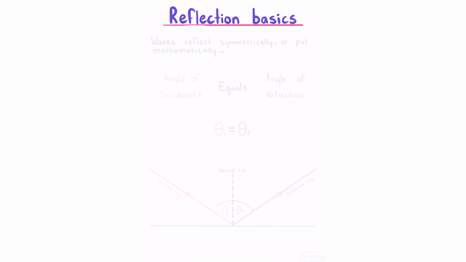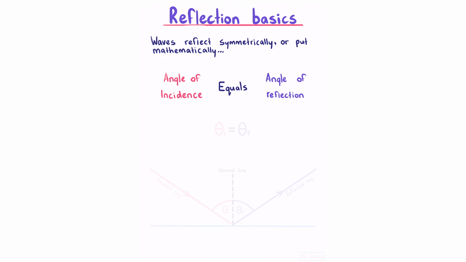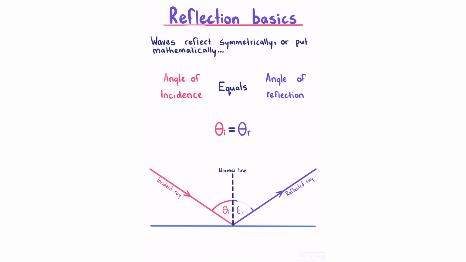Reflection basics. Waves reflect symmetrically, or put mathematically, the angle of incidence equals the angle of reflection, or that theta I is equal to theta r. So if we have an incident ray striking a surface at a particular angle theta I to the normal line, our reflected ray is going to leave at an equal angle theta r.